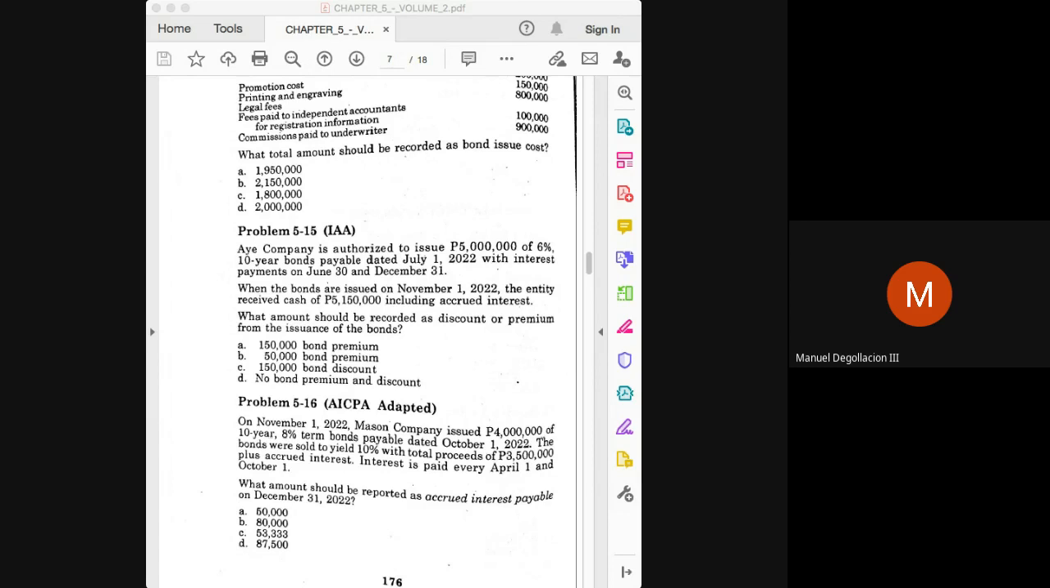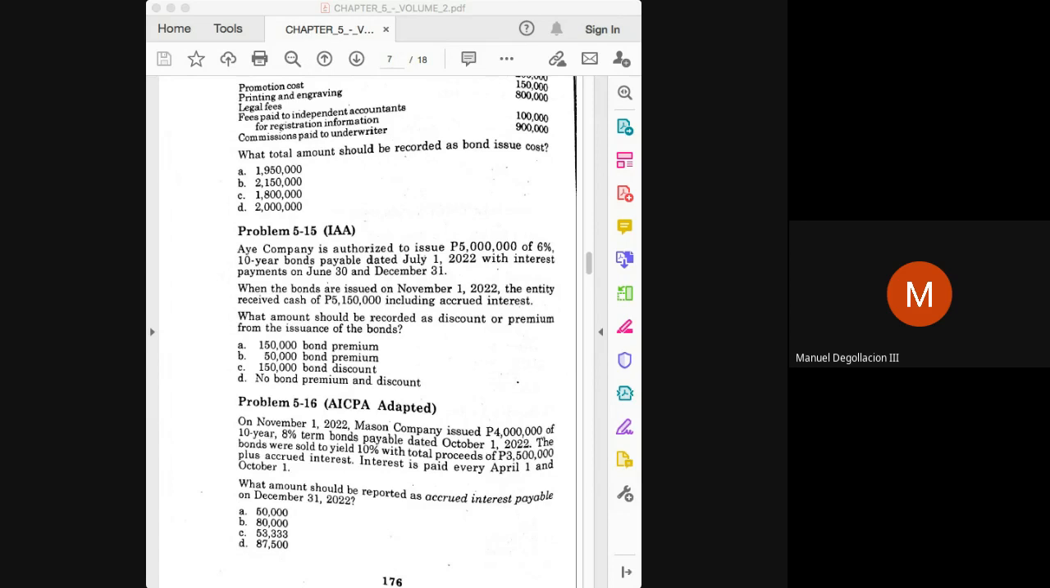So that means when the bonds were issued on November 1, there was an accrued interest amounting to 100,000, which would have been paid also by the buyer or the holder of the bond. Okay, so if the holder or the buyer of the bond paid 5,150,000, and we already know that 100,000 of that is for accrued interest, then the price on the bond must have been 5,050,000.